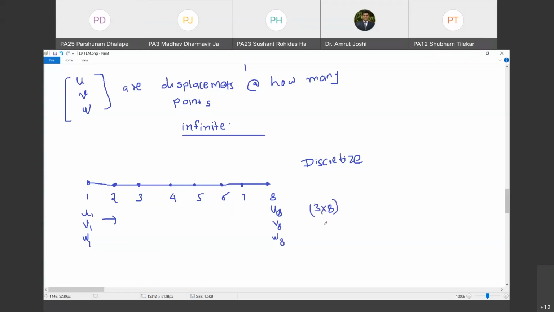Do you agree with me? These are finite number of unknowns. Happy? Finite unknowns. Are you with me? Type your response in chat box.